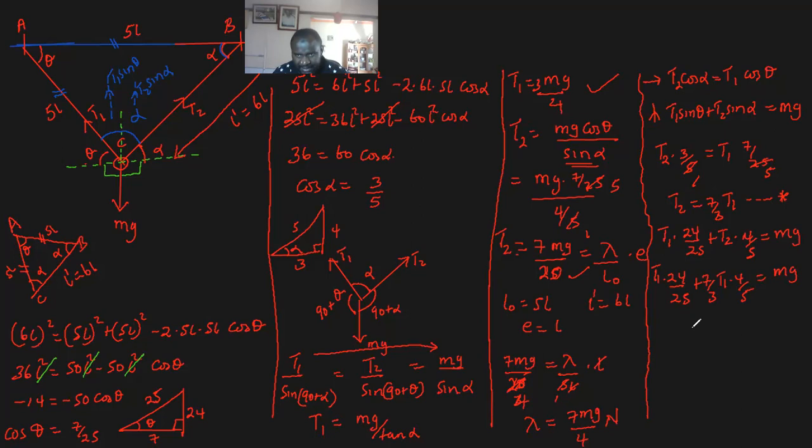Algebra, LCM is 75. 75 divided by 25, the answer is 3. 3 times 24, the answer is 72 T1. 15 divided by 75, the answer is 5. 5 times 28, that is 140. I guess, confirm with the calc, is equal to mg. Then 72 plus 140, the answer is 212. T1 is equal to 75 mg. So T1 will give us, something is wrong. Should give us 75 mg out of 212. Yeah.